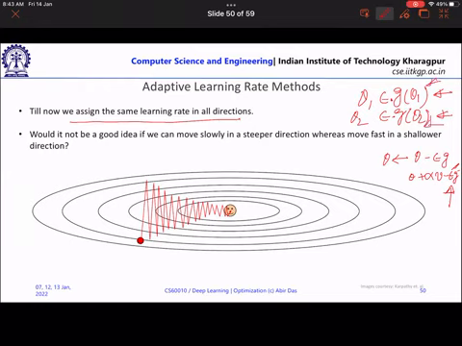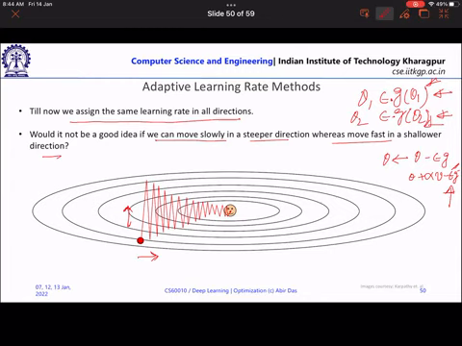A naive solution we can think of: would it not be a good idea to move slowly in the steeper direction, where the gradient is high? If the loss function is steep, the gradient will be high, right? Whereas we move fast in the shallower direction. So in this direction we move slow and in this direction move fast, so that the jittering will be less. That is a very naive idea, and that actually gives rise to the adaptive learning rate.